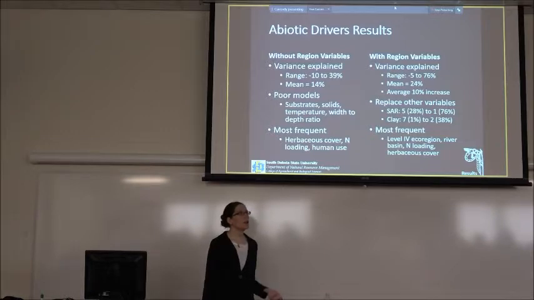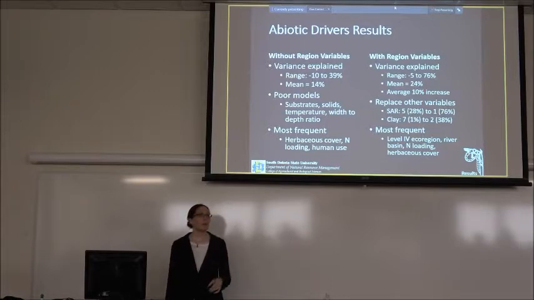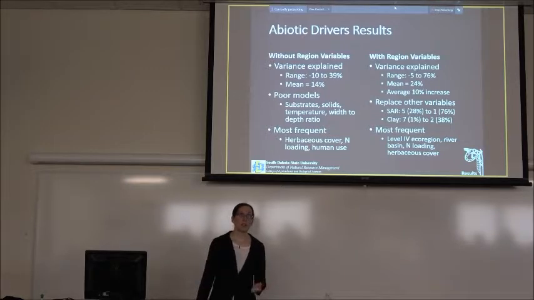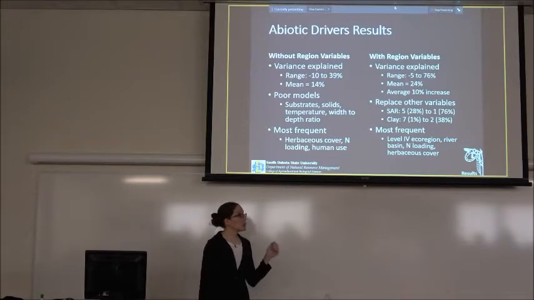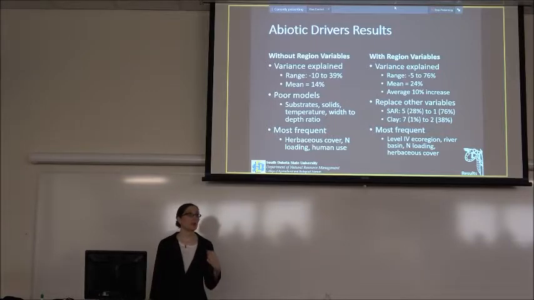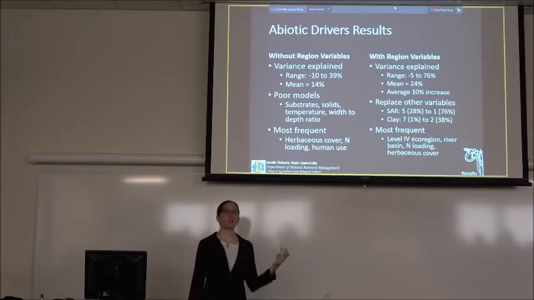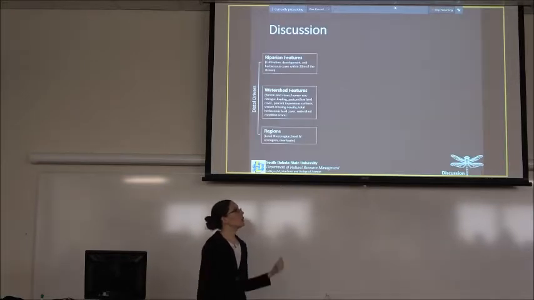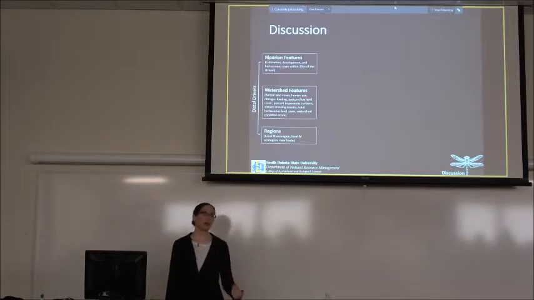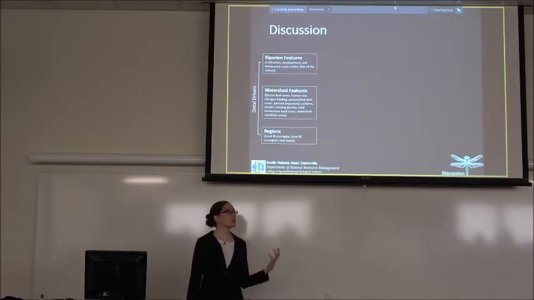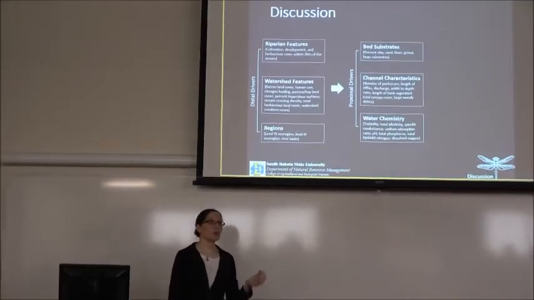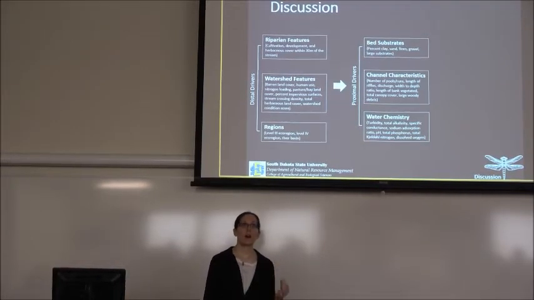For our salinity measure, the original model contained 5 variables that explained 28% of the variance, and in the final model, we ended up with only 1 variable, level 4 ecoregion, that explained 76% of the variance in our salinity. And a similar story for clay. The most frequent components of these models were level 4 ecoregion, river basin, herbaceous cover, and nitrogen loading. So what do we pull from all of this? Well, we have distal drivers, our riparian features, our watershed features, and our regions that seem to be, at least in part, affecting or laying the foundation for our proximal drivers, our bed substrates, our channel characteristics, our water chemistries.